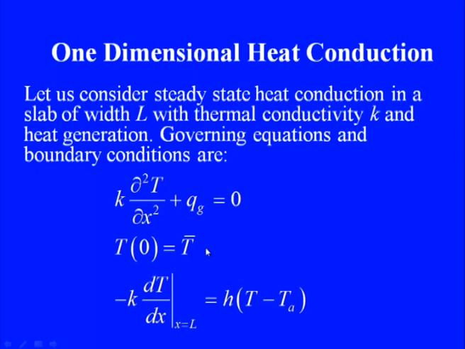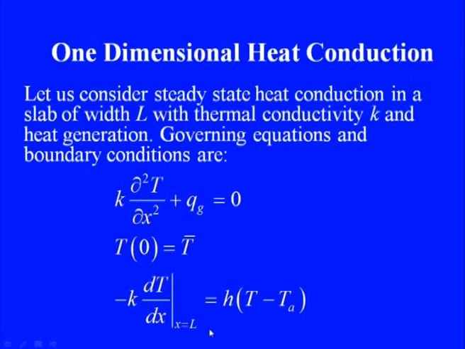Next, let us suppose the right end of the wall or slab is exposed to the environment and there is a heat loss due to convection. So in that case the convective boundary condition becomes minus K dT/dx at x = L. This is our heat flux. This would be equal to h times (T minus Ta), where T is the temperature at the wall and Ta is the ambient temperature, h is our convective heat transfer coefficient.